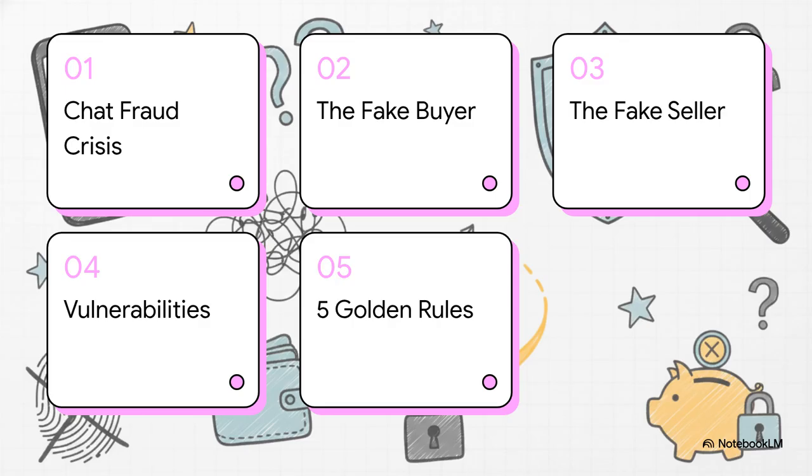Here is our agenda for today. Section 1, the chat fraud crisis. Section 2, Vector A, the fake buyer. Section 3, Vector B, the fake seller. Section 4, systemic vulnerabilities. And finally, Section 5, your 5 golden rules.